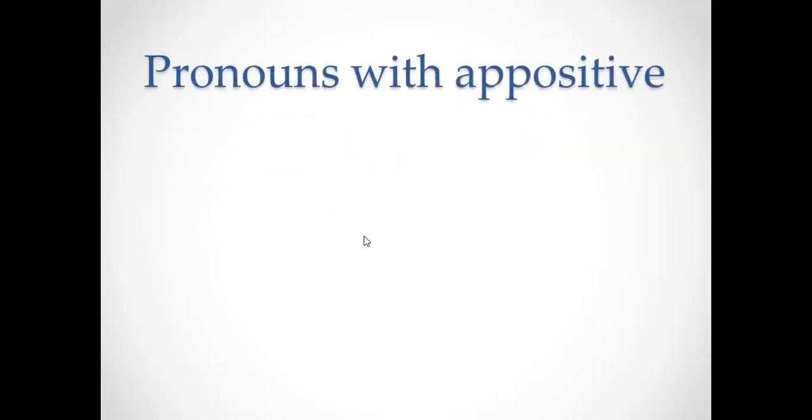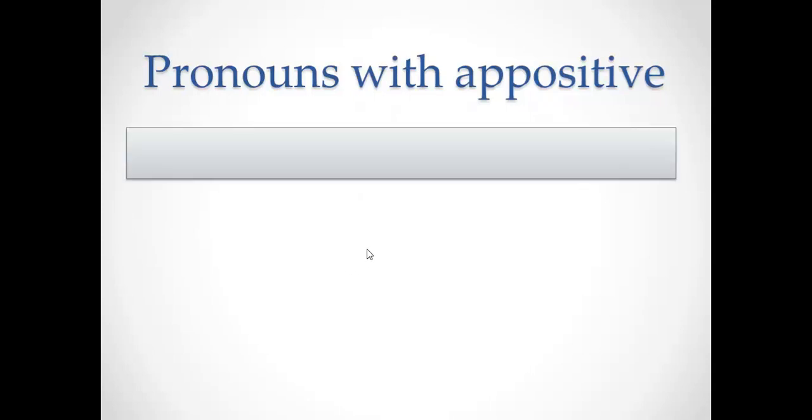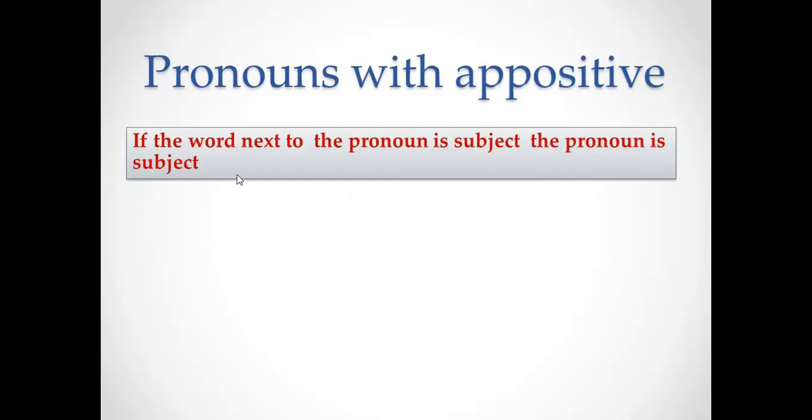Pronouns with appositive. Appositive is renaming for the noun. I can say my friend Peter. Peter is an appositive for my friend. Appositive, yani, renaming. It gives another name for it, or like a definition; you define what it is. An appositive can be a pronoun type. How do I know it? If the word next to the pronoun is the subject, the pronoun is the subject.